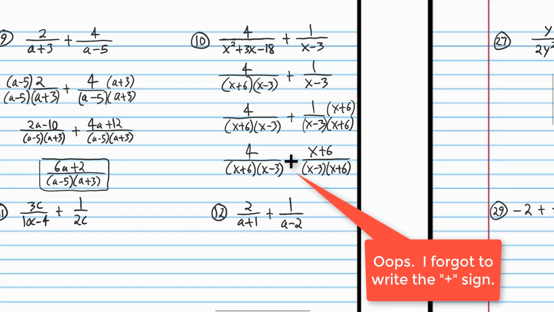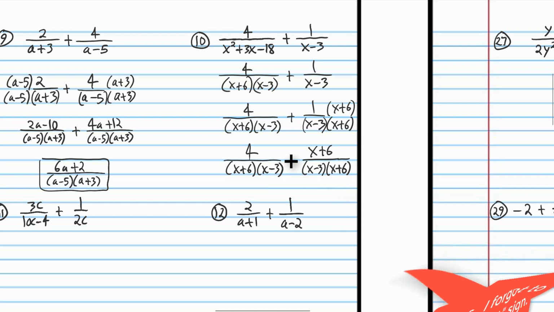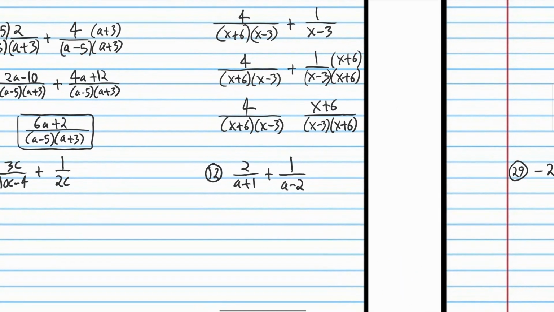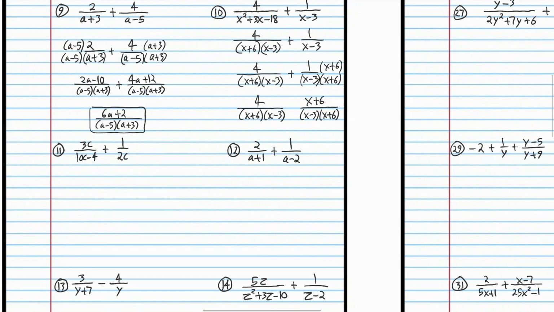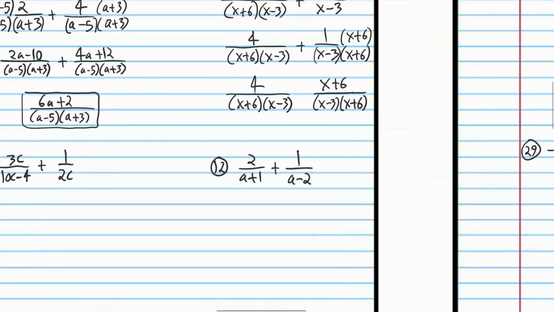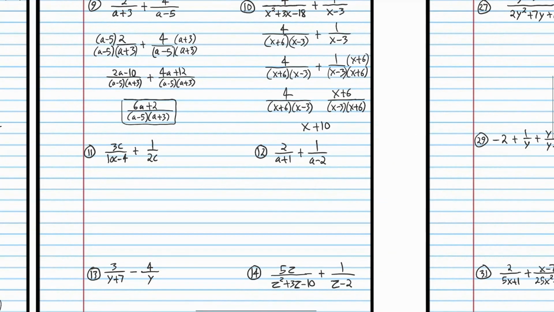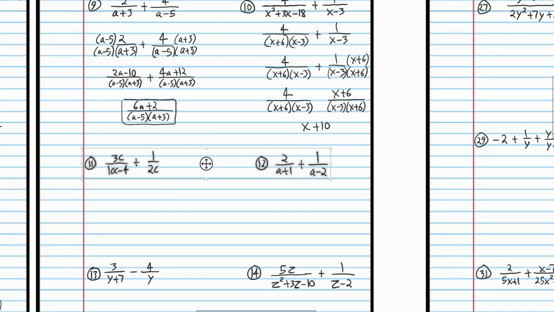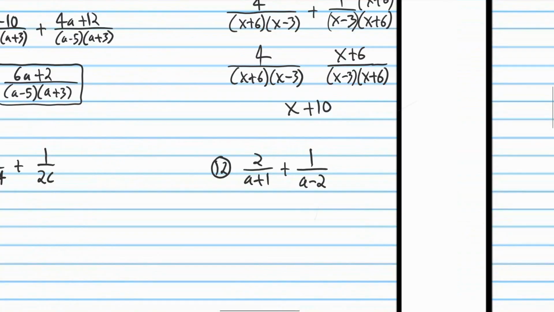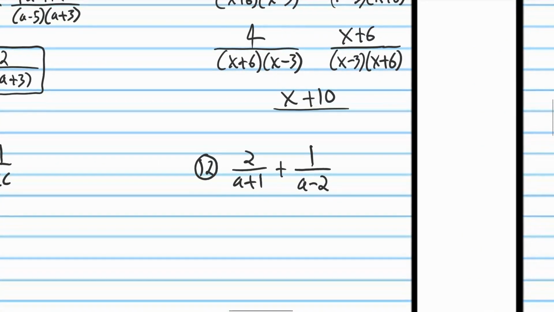So let's see. Now we can add the fractions up. I'm going to move this down a little bit. So 4 plus x plus 6 is x plus 10. Again, you combine the numerators, add the numerators, and keep the denominators.